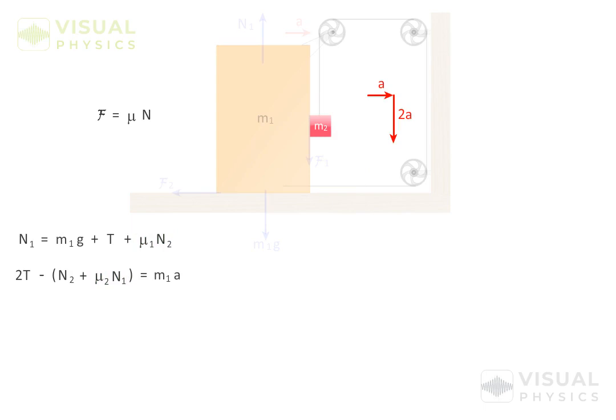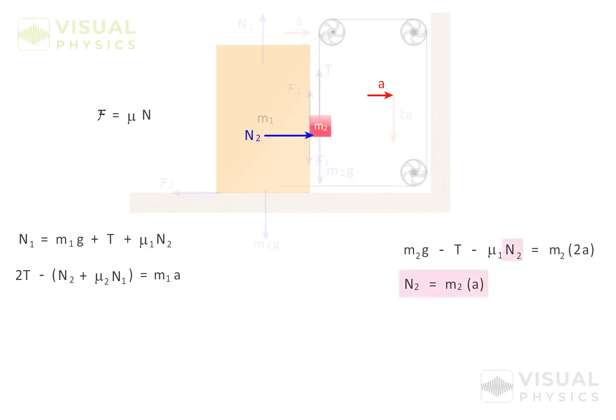Now for m2, we have tension T from the rope, friction between m1 and m2, normal reaction between m1 and m2, and weight of m2. So writing equations, we get m2g minus T minus mu1 N2 is equal to m2 into 2a, and N2 is equal to m2 into a.